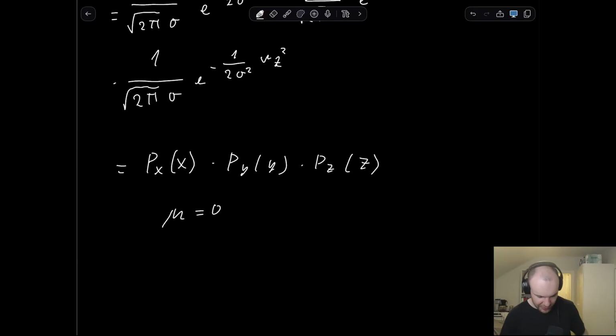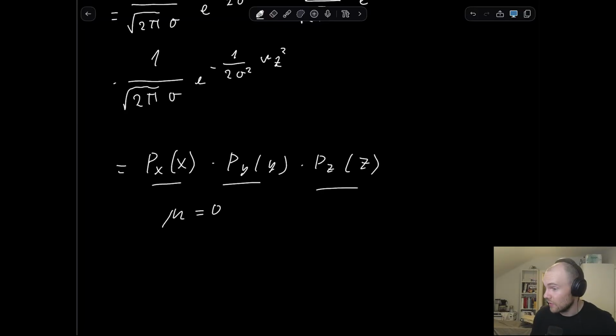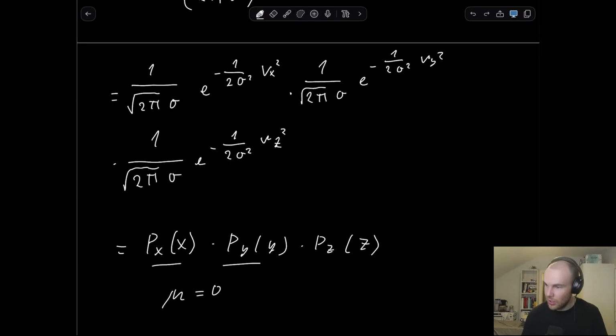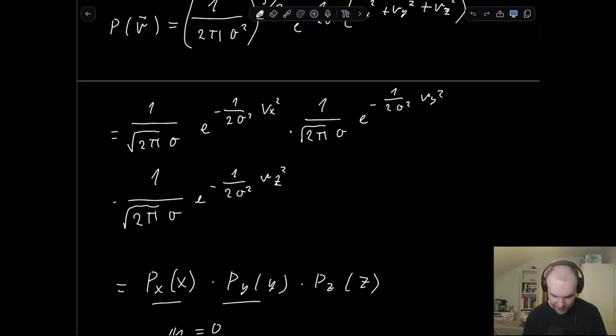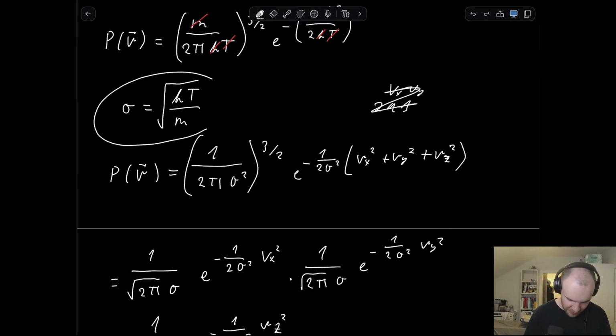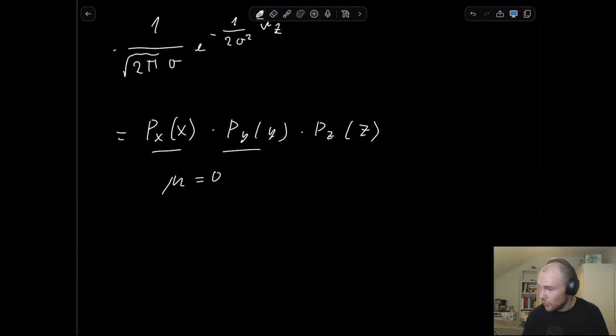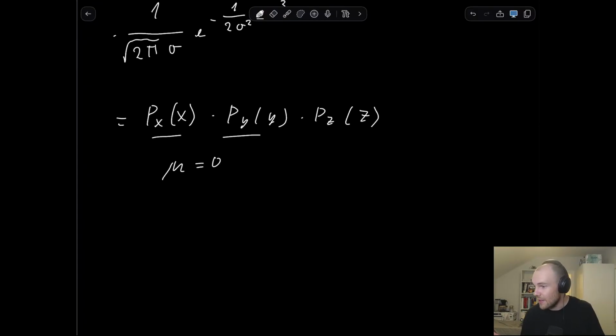So that's correct. All of these three directions are independent. That's also true. If I move in the x direction, that shouldn't affect me moving in the y or the z direction, right? So these events are independent as well. And the standard deviations are the same, because the standard deviation is just the one we used here. And that's also true, because again, we don't favor any direction. If we don't favor any direction, of course, the standard deviation should be the same.